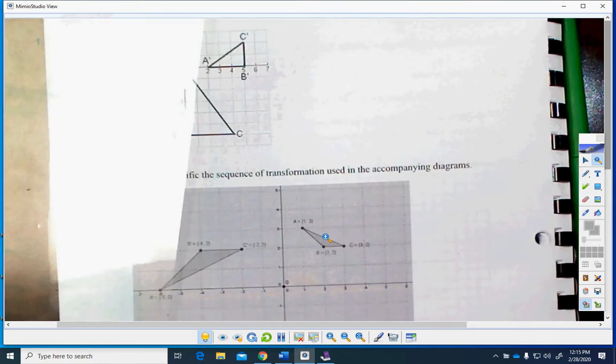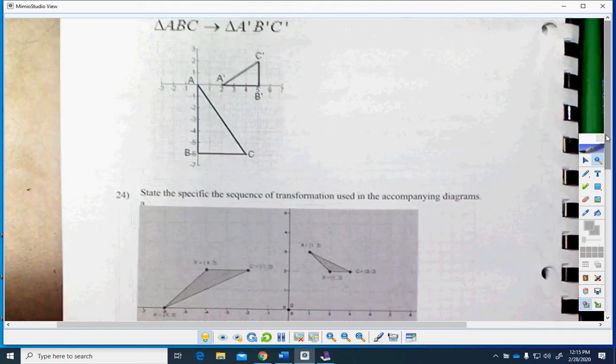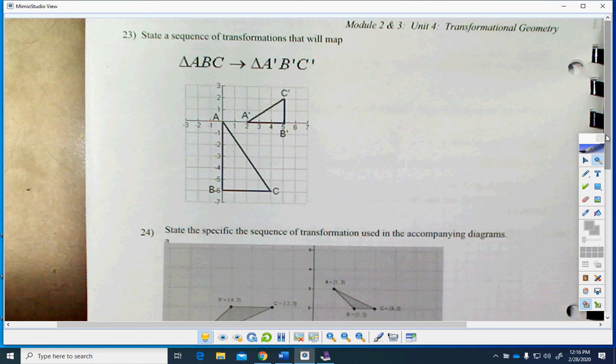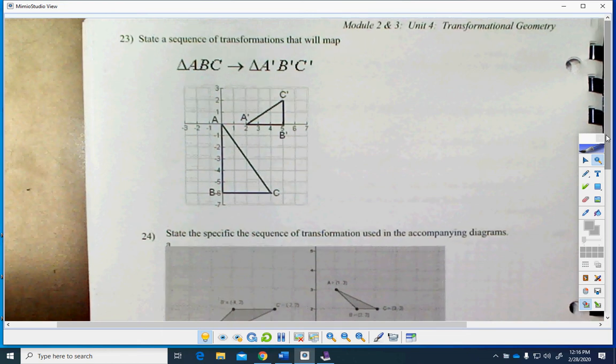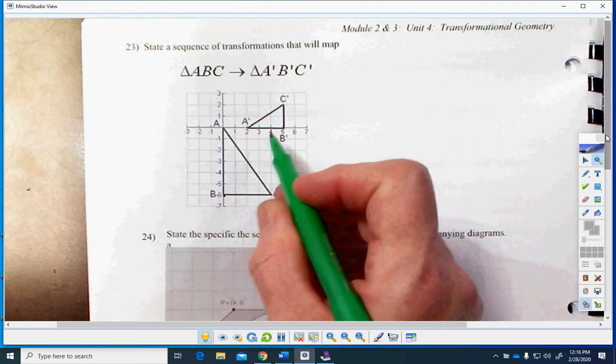I'm going to do just a few questions that I wanted to use my transparency for, and the rest you can check your answers on Remind. So for something like number 23 on page 60, to state the sequence of transformations that maps ABC to A prime, B prime, C prime, first of all, I recognize that the figure got smaller.